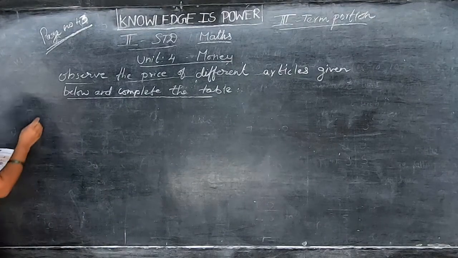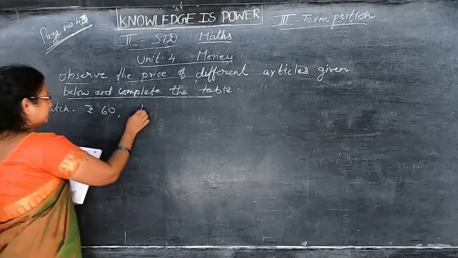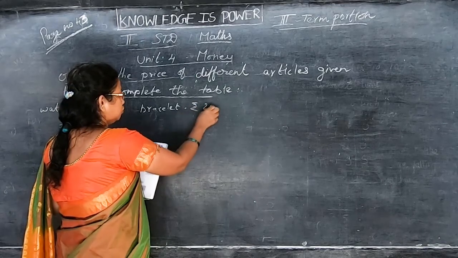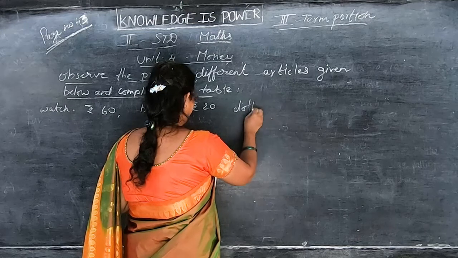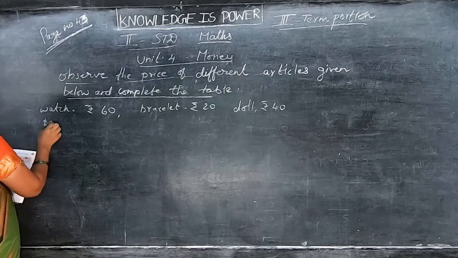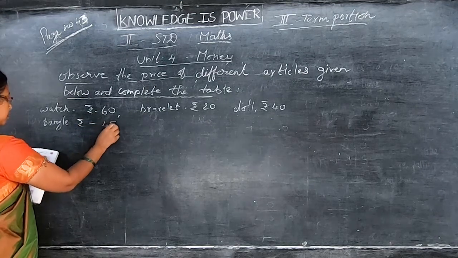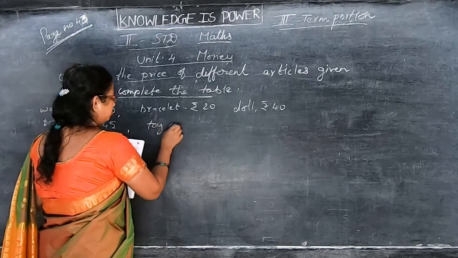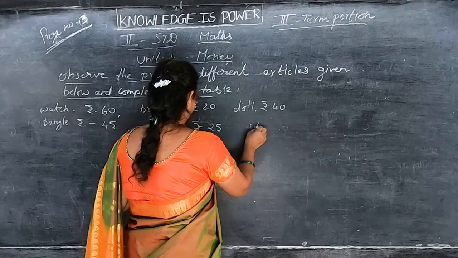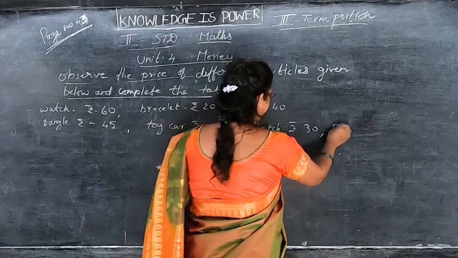Items purchased. See here. Watch, how much? Rupees 60. Then bracelet, rupees 20. Doll, how much price? Rupees 40. Bangle, rupees 45. Toy car, rupees 25. Sketch, rupees 30. Then pencil, 5 rupees.